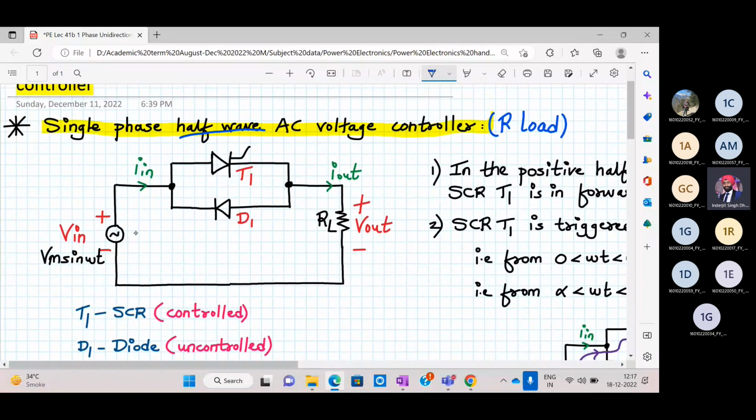Okay. So what will happen during the positive half cycle? During the positive half cycle, T1 SCR is forward biased, or in the forward blocking mode, but it's not conducting. All right. When it gets the gate trigger pulse, only then it will start conducting. That means your positive half cycle can be controlled because SCR is a controlled device.